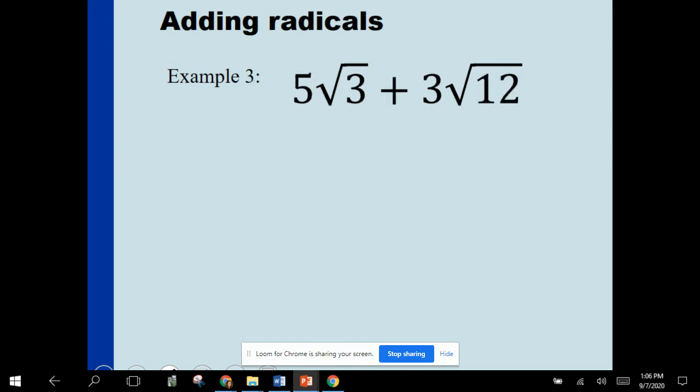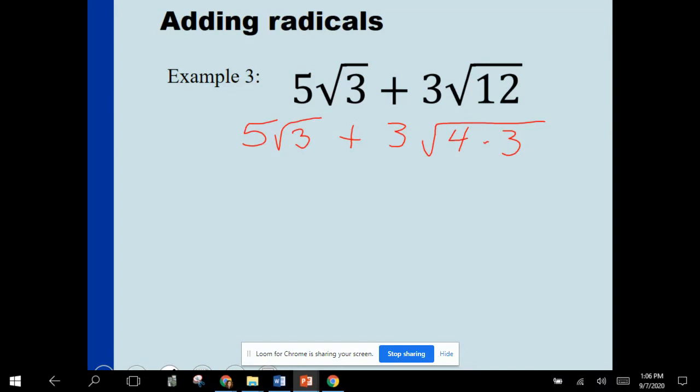Let's try another one. Okay, now in this example, we see that the radicands are not the same, but I can tell by looking at the second radicand, the 12, that it has a perfect square factor, which means it's going to be able to be simplified. So I'm going to simplify that. So I'm going to bring down the 5 times the square root of 3 because I'm not ready to use that yet. And then I want to bring down the 3, and I'm going to simplify the 12. The 12 has a perfect square factor of 4 because I know that 4 times 3 equals 12.